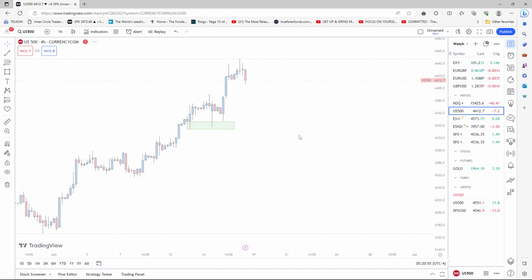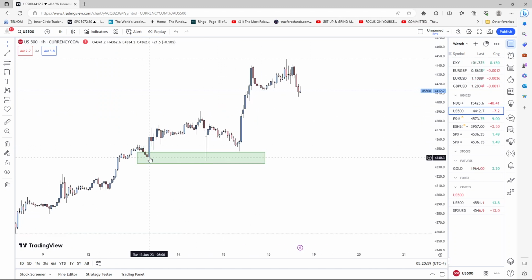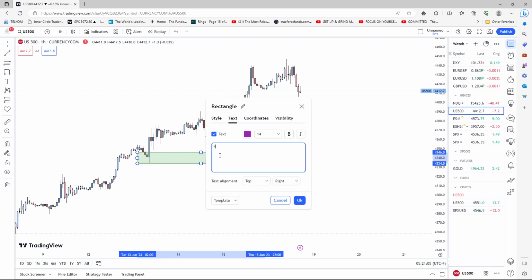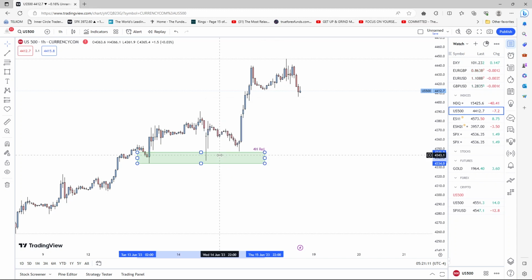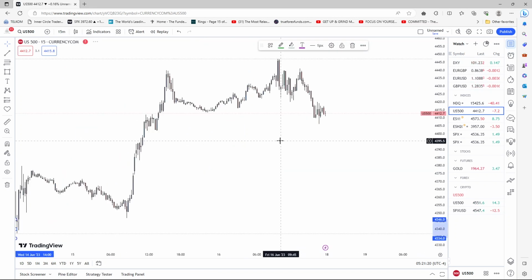Let's go ahead and work it down. See that? Boom, it just traded right into the wick. That would be a 4 hour rejection. There we go, 4 hour rejection block. Let's move it over to this specific day. Let's work this down.